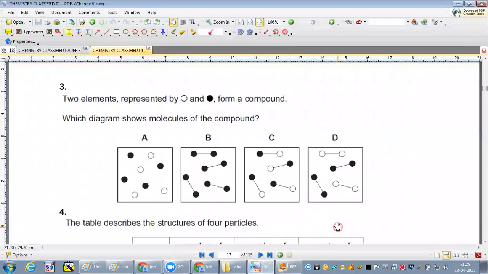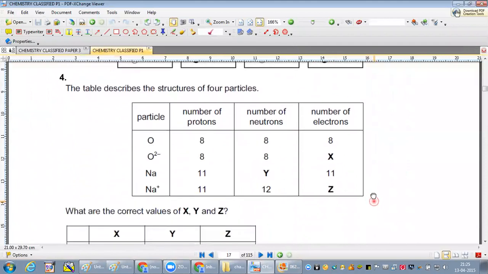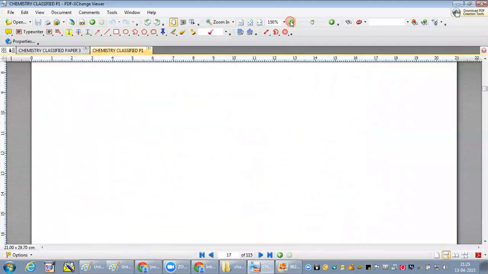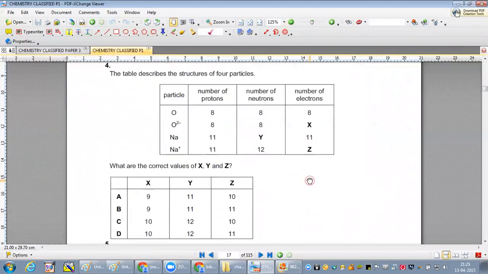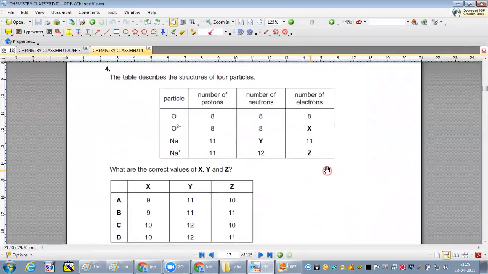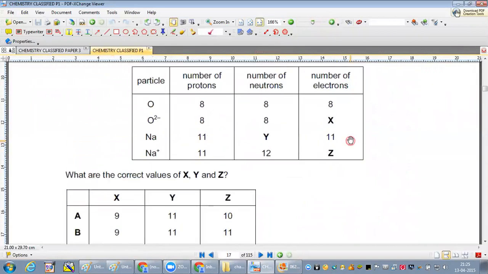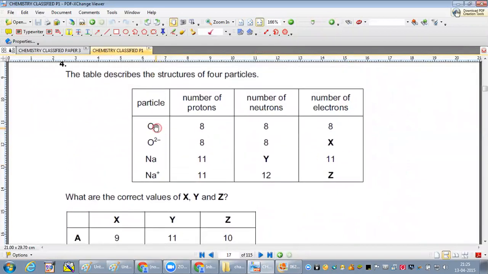We will move on to the next question. Question number 4. The table describes the structures of 4 particles. The particles are given over here. Oxygen is there, and there is no charge over here. I'm going to show you that with a zoom in. You can see here this oxygen is not carrying any charge.